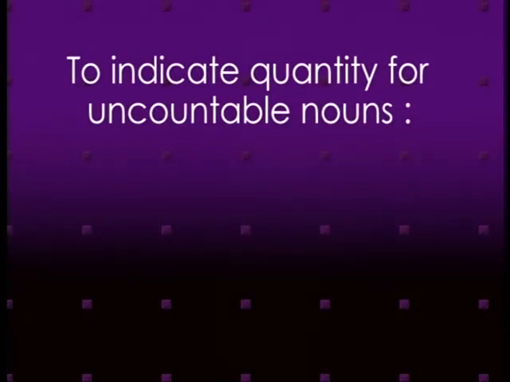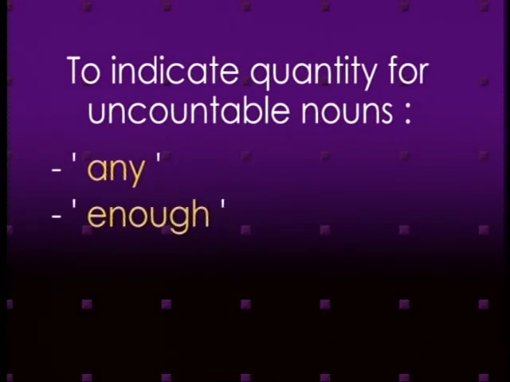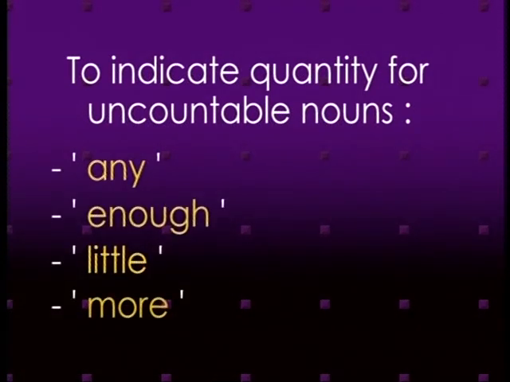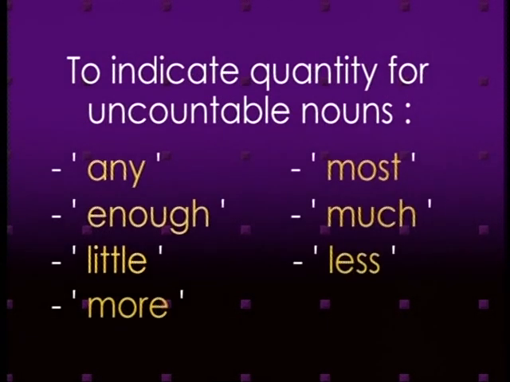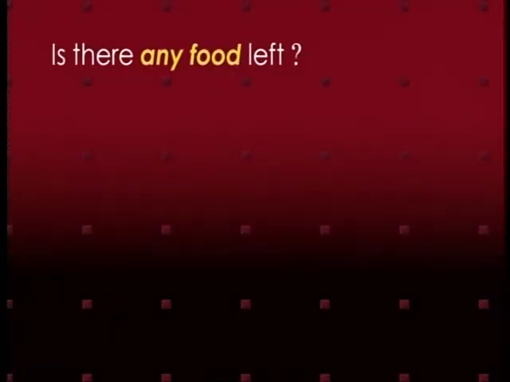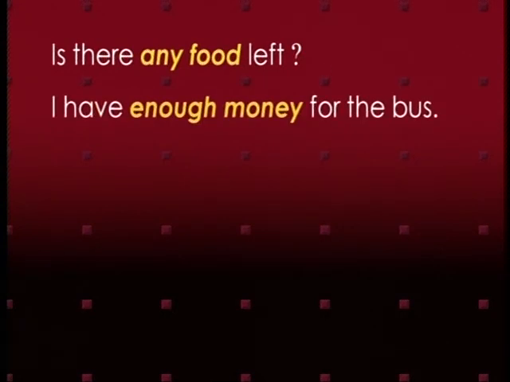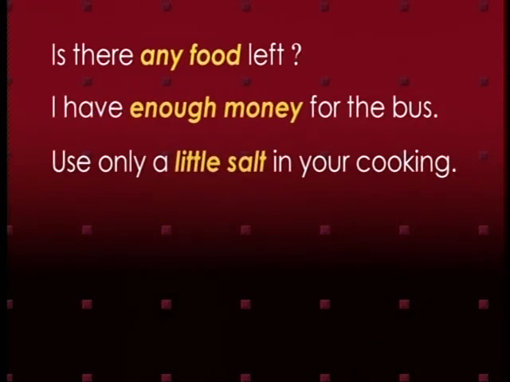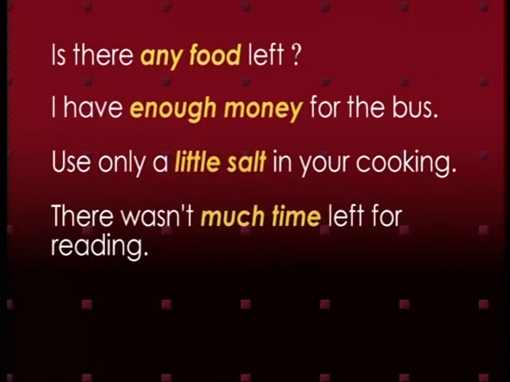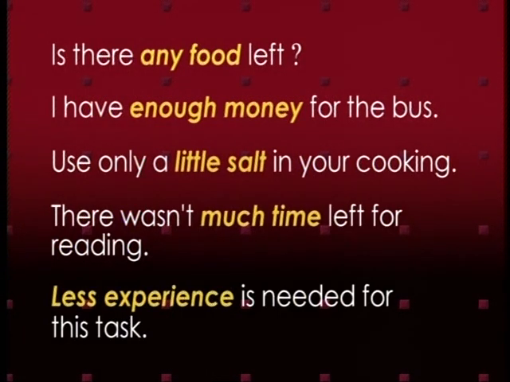We use different words to indicate a quantity of something uncountable. Some of these words are any, enough, little, more, most, much, less, and some. Let's look at a few sentences using these words with uncountable nouns. Is there any food left? I have enough money for the bus. Use only a little salt in your cooking. There wasn't much time left for reading. Less experience is needed for this task.